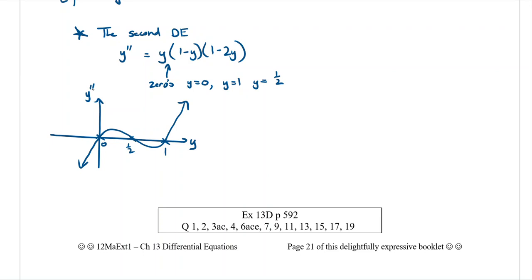Because what this is showing us, everything above the horizontal, I'm going to call it the horizontal axis to save confusion, everything above the horizontal axis is positive, right? What does positive concavity mean? Concave up, happy. So between 0 and a half and greater than 1, the curves are going to be concave up.